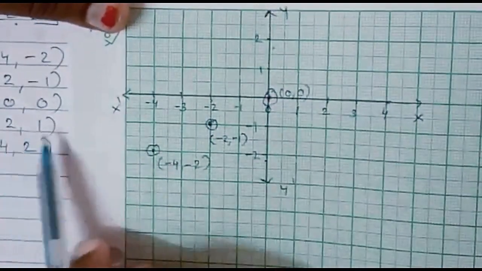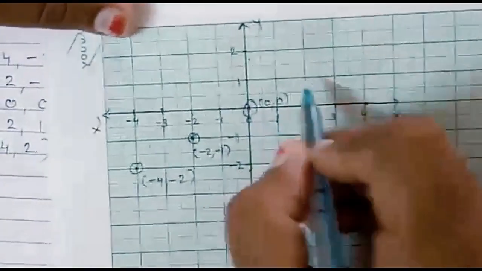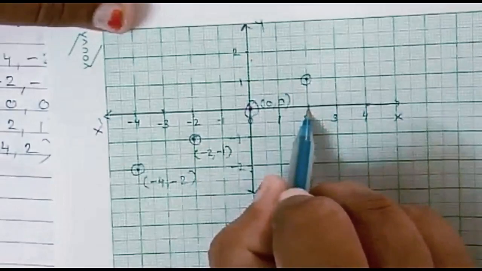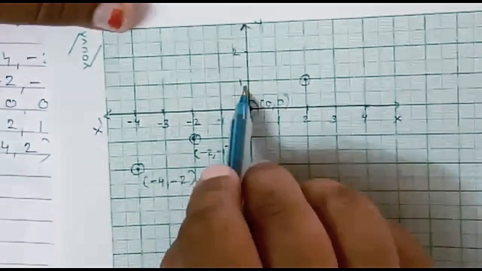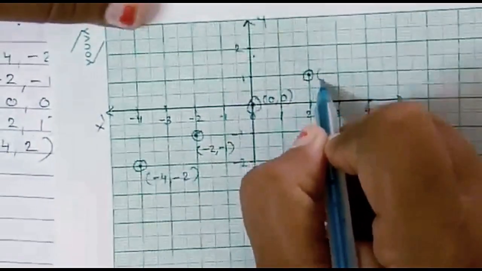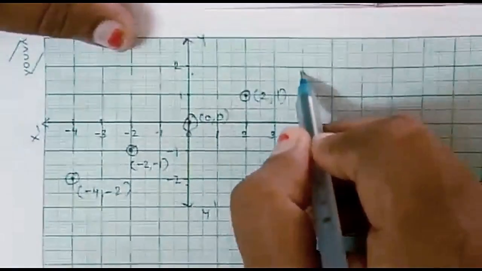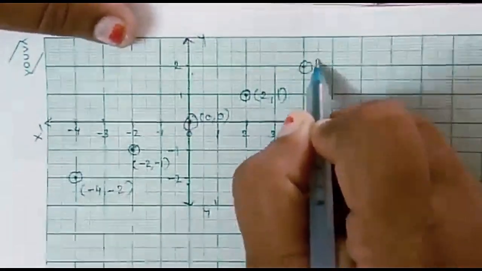Then you can see 2, 1. As both the numbers are positive, the point will be here, right? Because on the x-axis we have the point 2 and on the y-axis we have the point 1. So it will be 2, 1. So these are the coordinates. Same way, the last one is 4, 2.